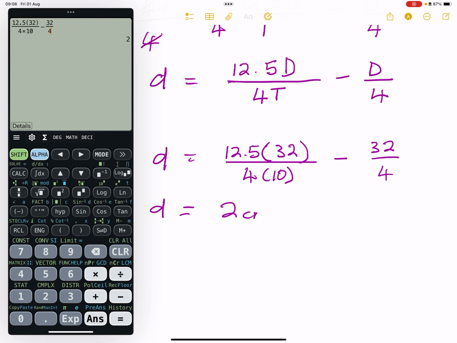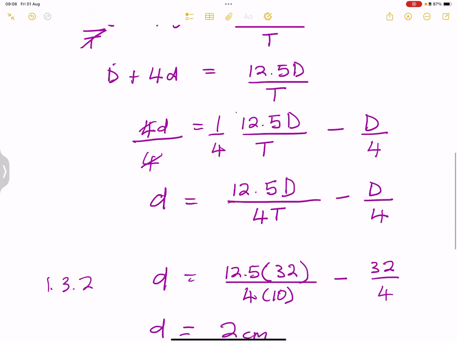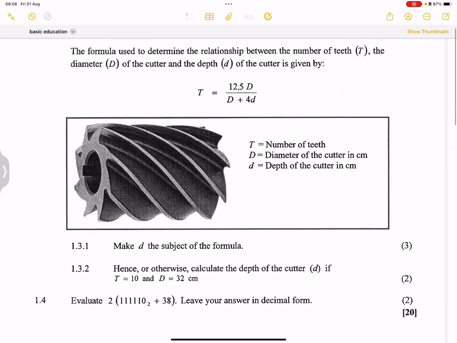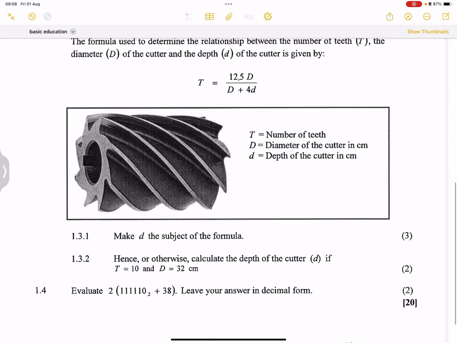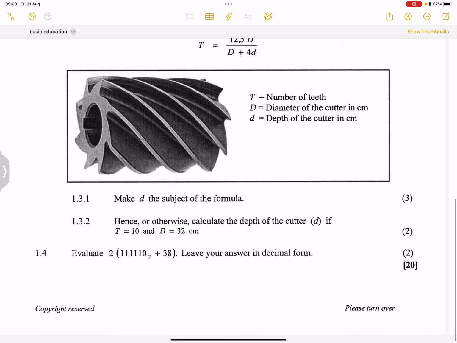Please remember that because we're talking about the depth in this case, it means that it would also be in centimeters. Okay, and that is how the cookie crumbles. We are left with just one question from question 1 in this case. All right, and we'll do that in the next video.